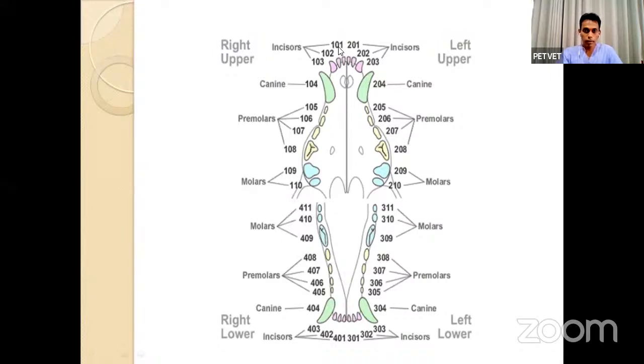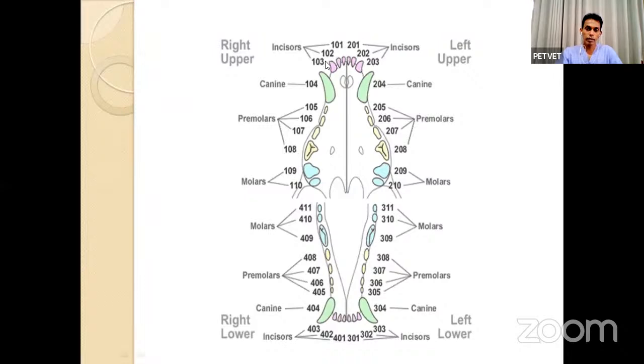So now there are several numbers with 3 digits. We said the first digit of the 3-digit number denotes the quadrant. So this right upper one is number 1. All these teeth, the number starts with 1, and left upper is number 2. All these numbers start with 2, and left lower starts with 3, and right lower starts with 4. So that is 1, 2, 3, 4. And when it comes to deciduous teeth, it goes as 5, 6, 7, 8. And the next 2 digits, we said, denote the position of the tooth within that quadrant.